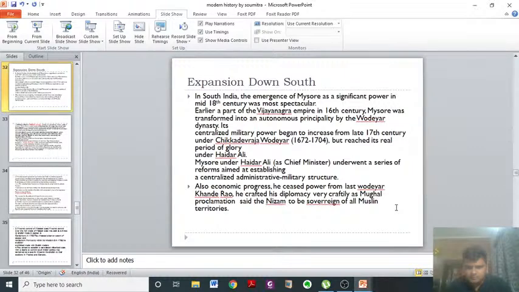The emergence of Mysore as a significant power in the mid 18th century was most spectacular. Now Mysore is considered one of the most prosperous regions. Earlier it was a part of Vijayanagara, which was later transformed into an autonomous principality by the Wodeyar dynasty. Now under Hyder Ali, who was the chief minister and the military general, he organized and undertook certain reforms.